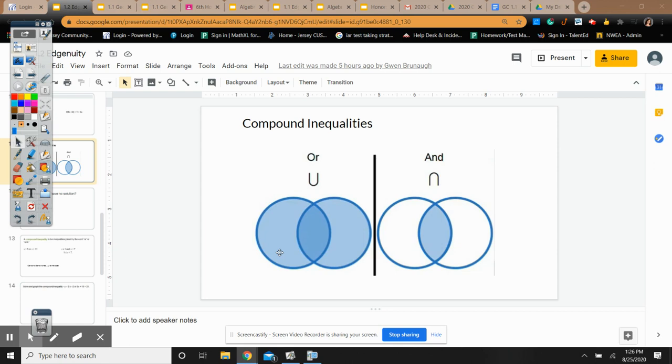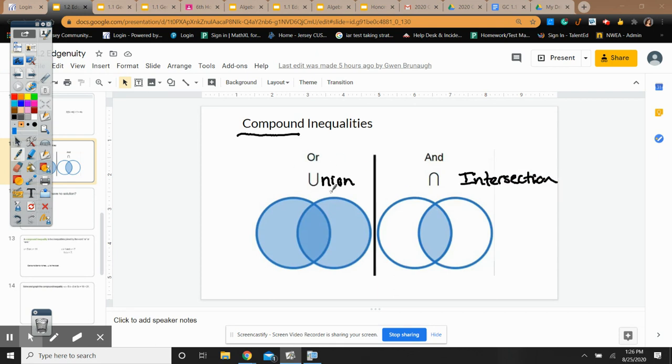Okay, here's the second part of your video, and now we're going to talk about compound inequalities, which are a little bit more difficult than regular inequalities because obviously they are compound, which means there's going to be two inequalities that we're going to be looking at one time. So there's two cases that could happen here. This is called a union. You might remember it from geometry, and this guy is called an intersection.